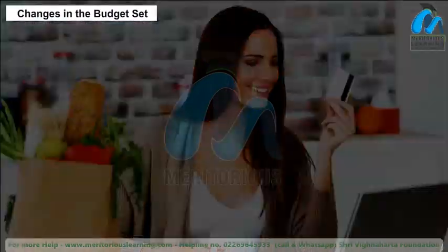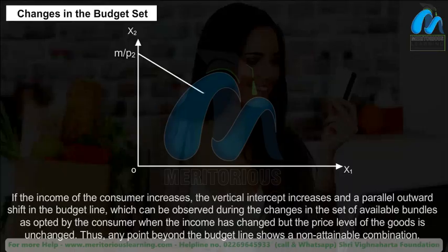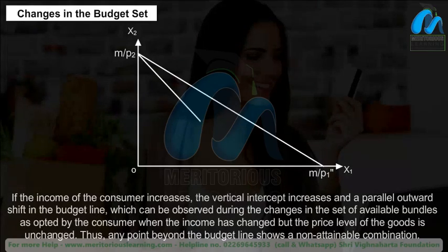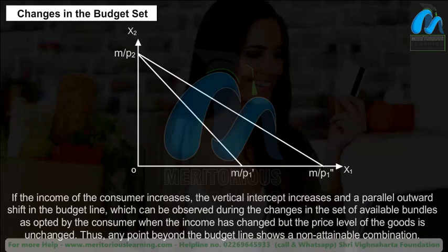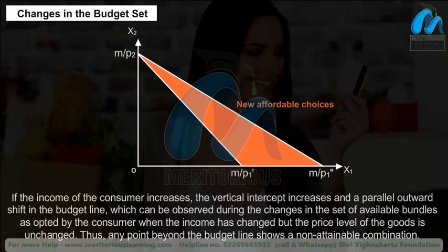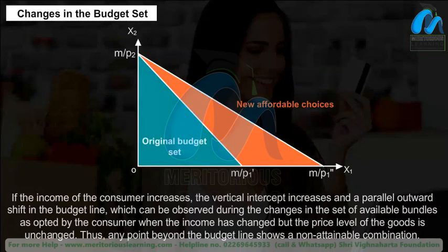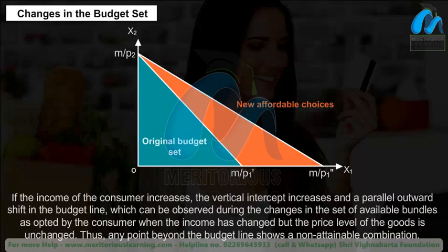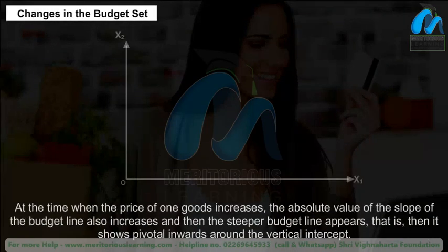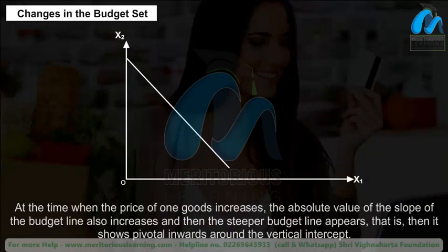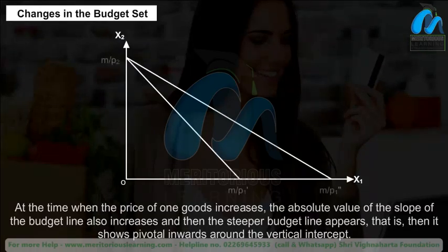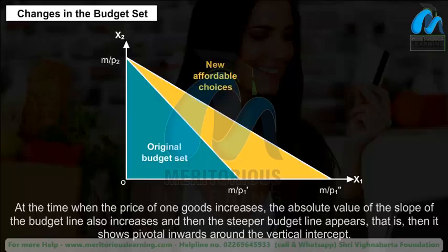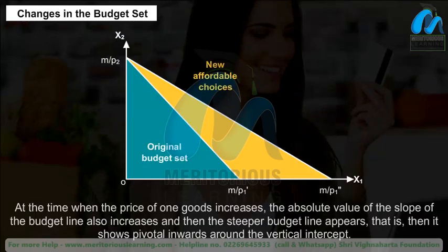Changes in the budget set. If the income of the consumer increases, the vertical intercept increases and there is a parallel outward shift in the budget line, which can be observed in the set of available bundles when the income has changed but the price level of the goods is unchanged. Thus, any point beyond the budget line shows a non-attainable combination. When the price of one good increases, the absolute value of the slope of the budget line also increases, and then a steeper budget line appears.